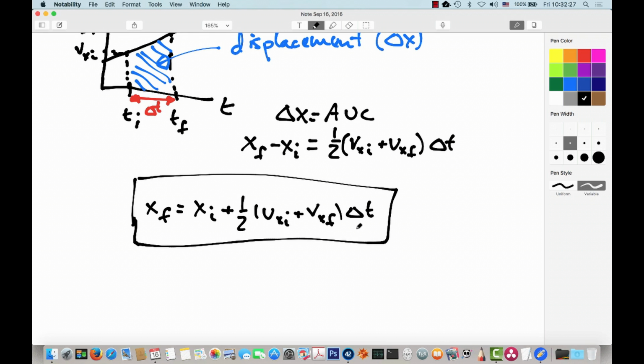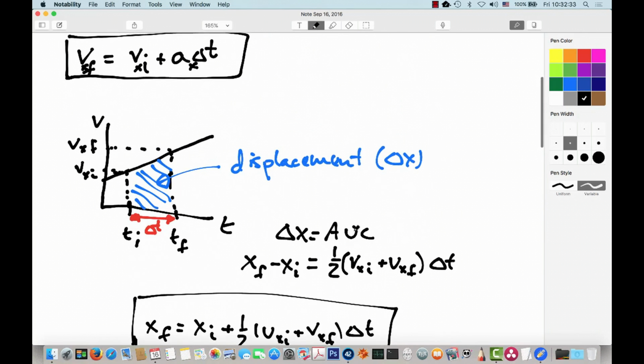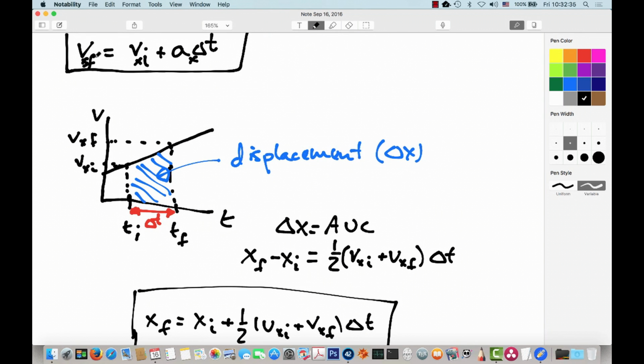All right. Now to get the remaining ones. To get the remaining ones, we can first look here. I've got this expression here for Vx final, right? I could go and put it in for Vx final there and just get rid of Vx final. So let's go ahead and do that.